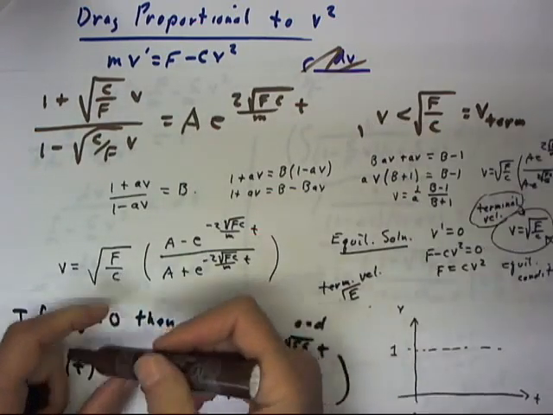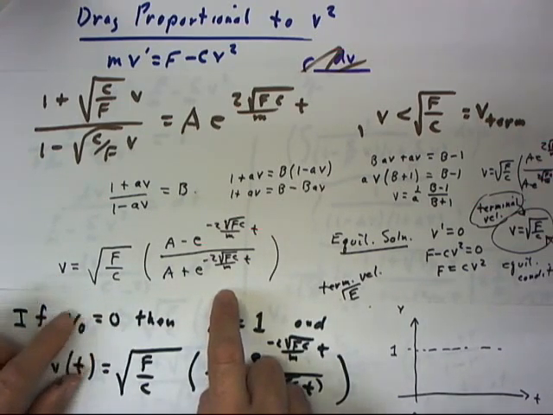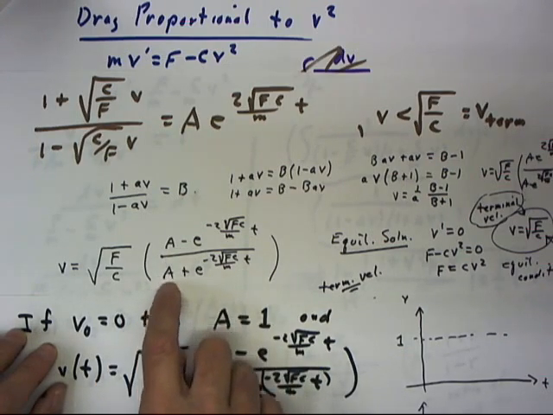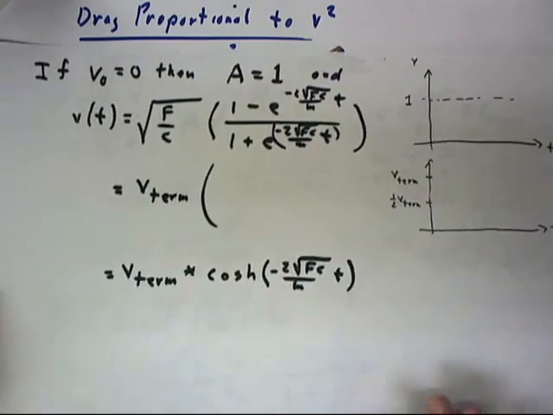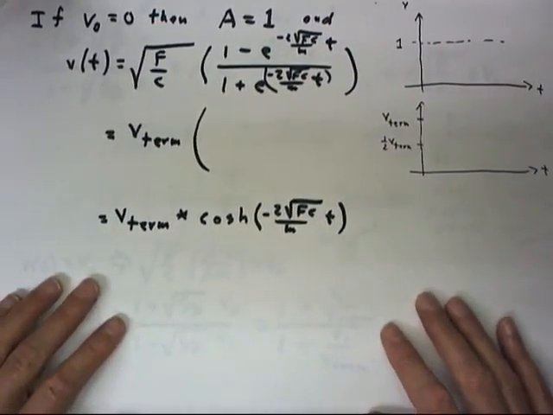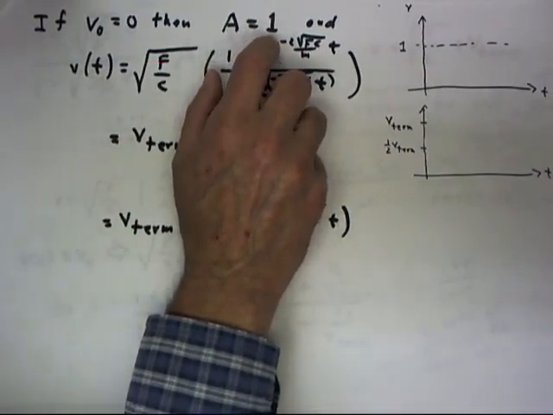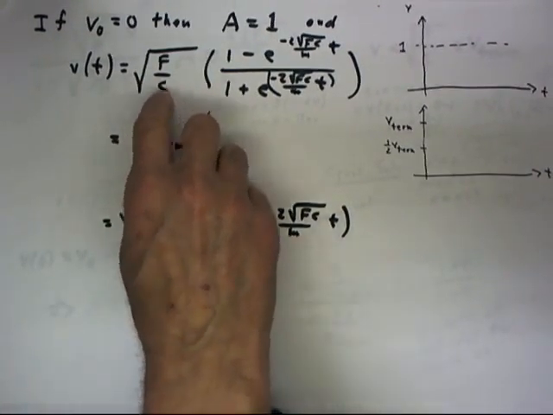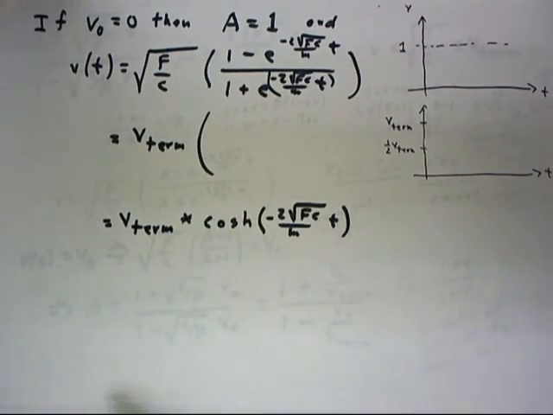That leads us to the solution v equals, well, I'm not going to read it to you, this solution that we've already seen. Then if v naught equals 0, we've determined that this constant a has to equal 1, and we're going to look at the consequences of that. So if v naught is 0, then our constant a is 1, and our solution can be written as the square root of f over c times 1 minus this exponential over 1 plus this exponential.